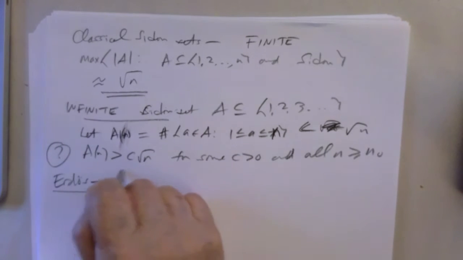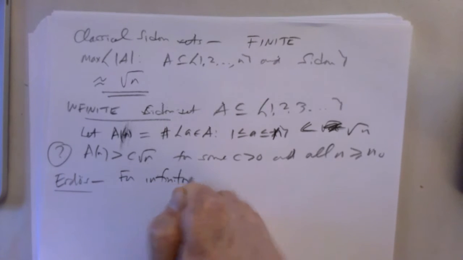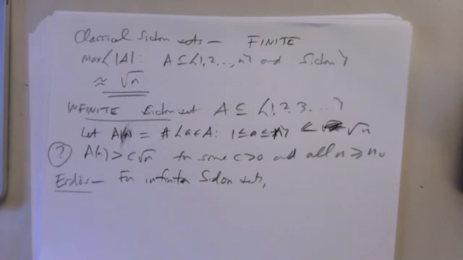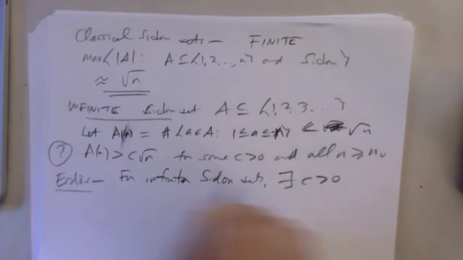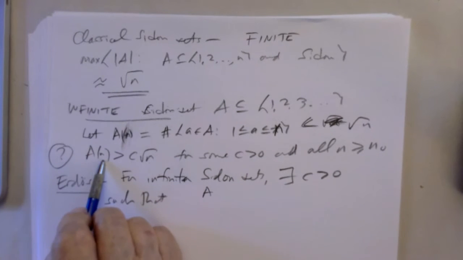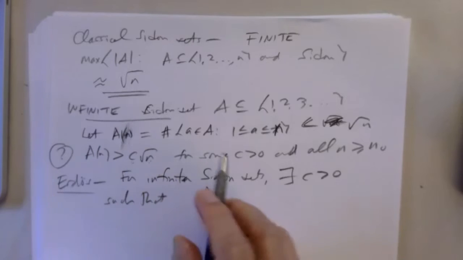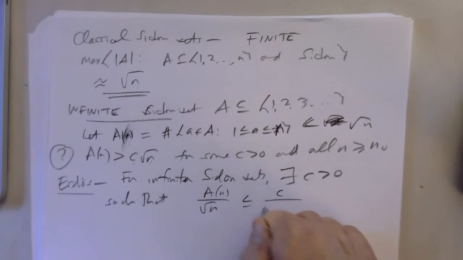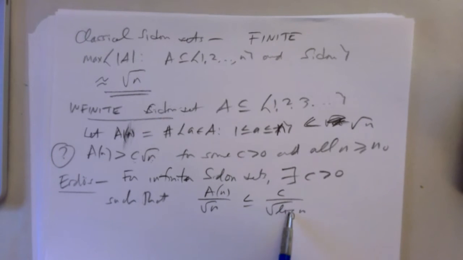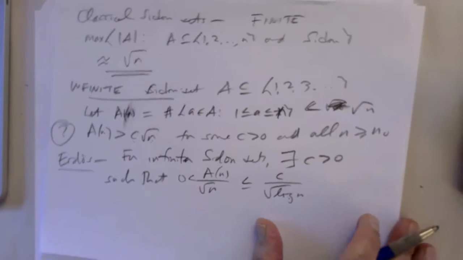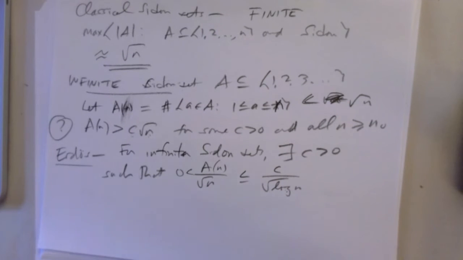And Erdős's theorem says that for infinite Sidon sets, there exists some C greater than zero such that A(N) over the square root of N is bounded away from zero, is greater than C, where A(N) over the square root of N is always less than or equal to C over the square root of log N. So this is going to zero, so this can't be bounded away from zero. That's for infinitely many N, not all N though. Okay.